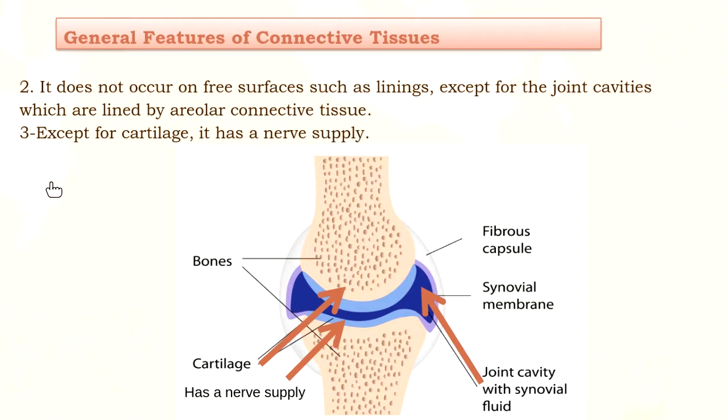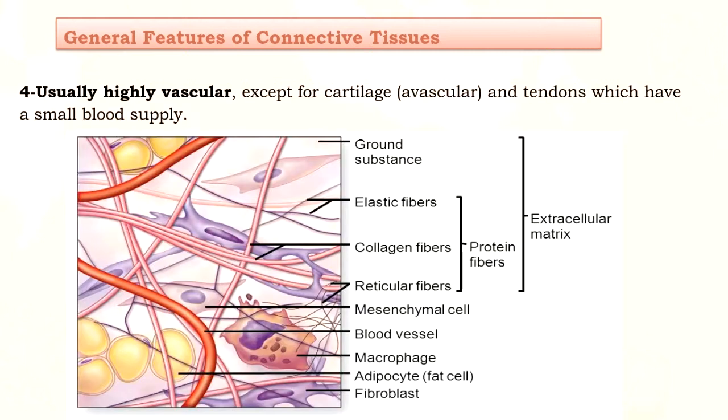Here, this is the cartilage. So all other areas will have the nerve supply in the connective tissue. This is the third feature. The fourth, usually highly vascular except for the cartilage. Cartilage is avascular, and tendons have a small blood supply.